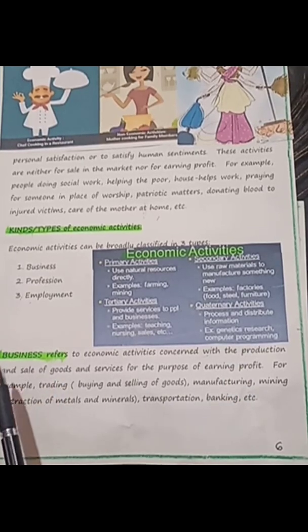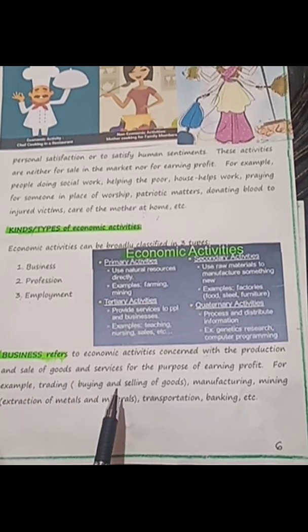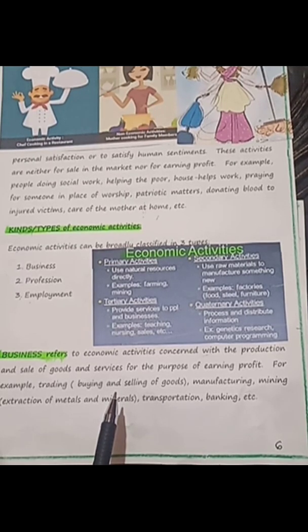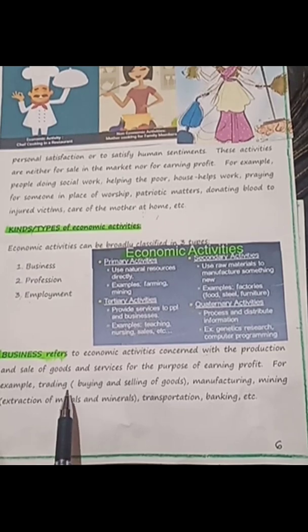Let us start with the first kind of economic activity, business. Business refers to an organized economic activity concerned with the production and sale of goods and services for the purpose of earning profit. So, production and sale of goods and services for the purpose of earning profit. Keep in mind the word profit. Children, please note a point here.